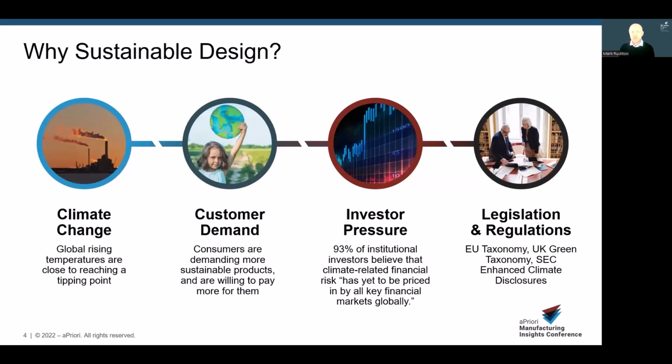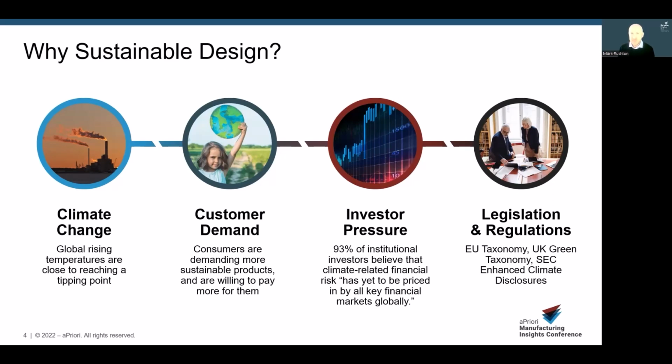So why are we even talking about sustainable design today? Well, for one, it's the right thing to do. The climate is getting hotter, and scientists say we're close to a point of no return. Customers and consumers are aware of this, and they're demanding more sustainable products, but they're also willing to pay more for it as well.